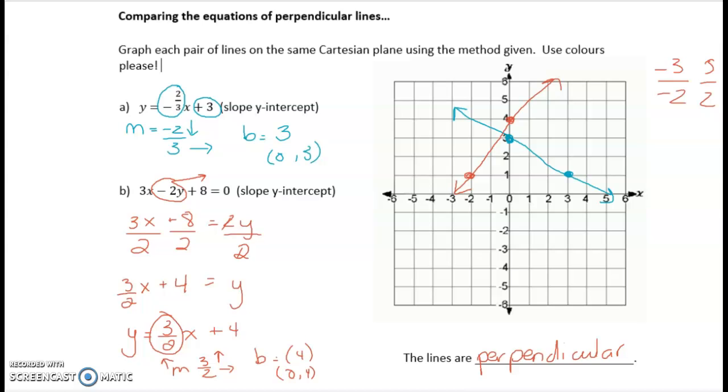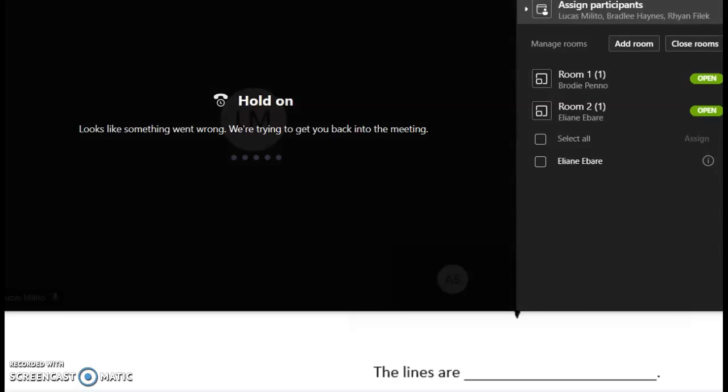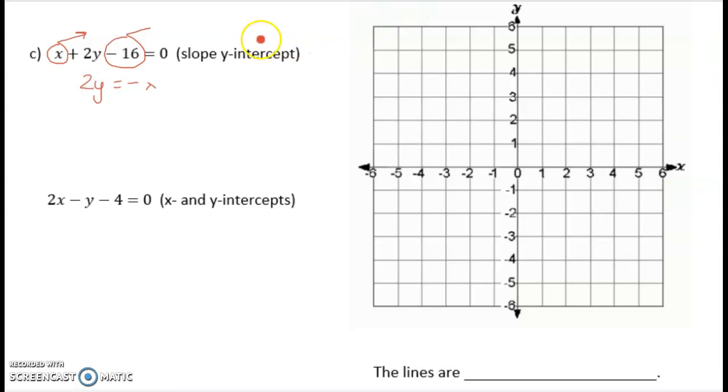Let's look at the next one. C and D. So slope y-intercept form, which means we just have to move everything to y equals mx plus b. So we're going to have 2y equals, and then we're going to move our x over. So it's going to be a -x. And I'm going to move this 16 over. So it goes to a +16. And then we have to solve for y. So you divide by the number in front. You divide everything by that.